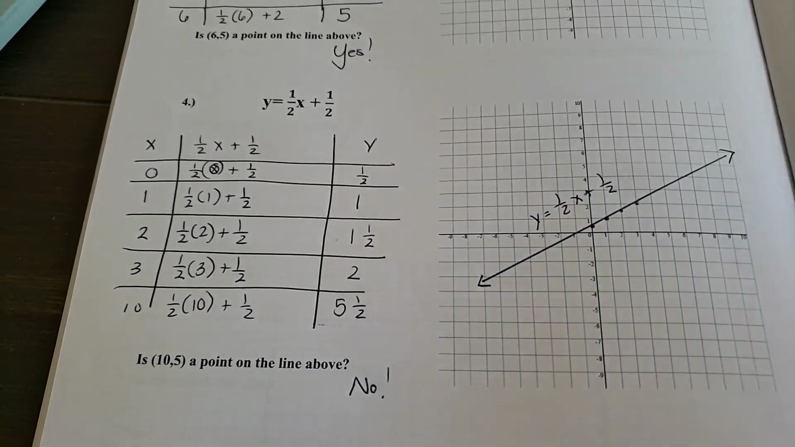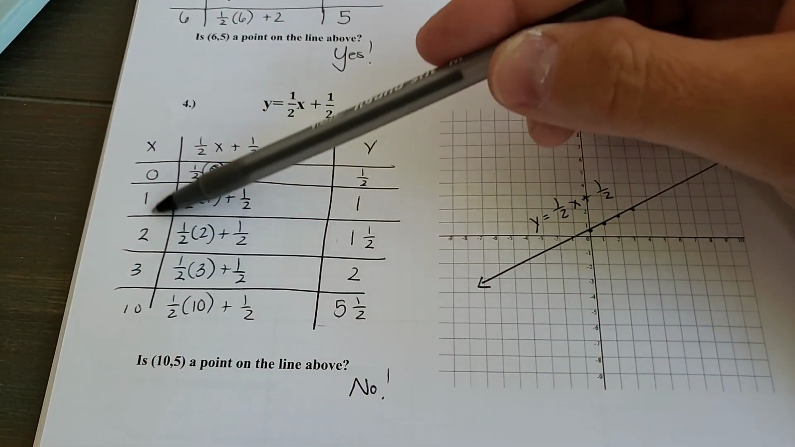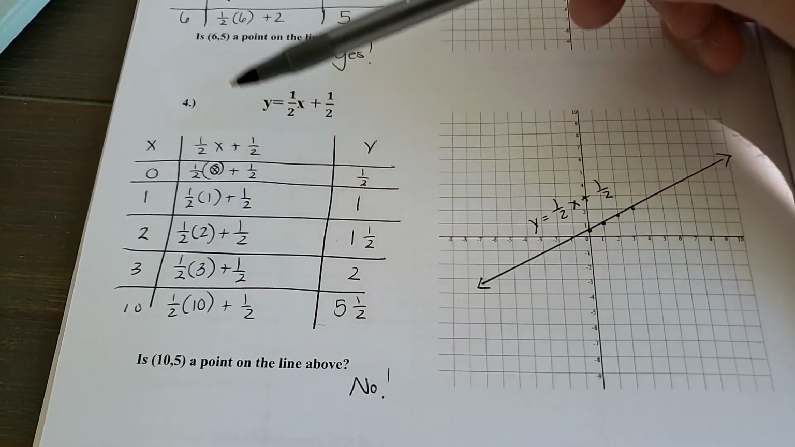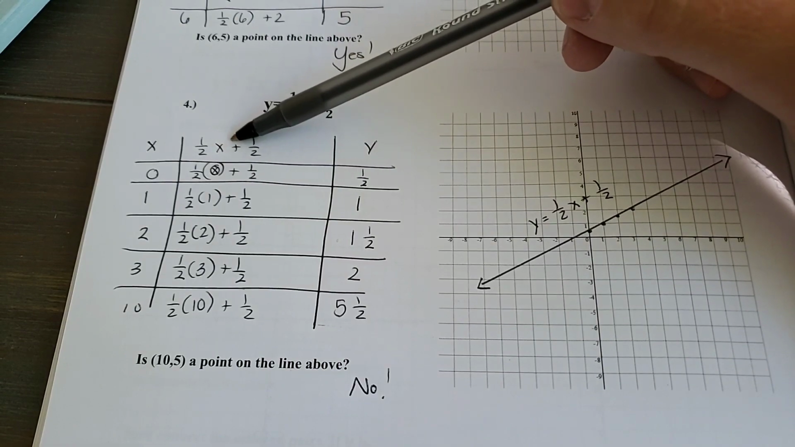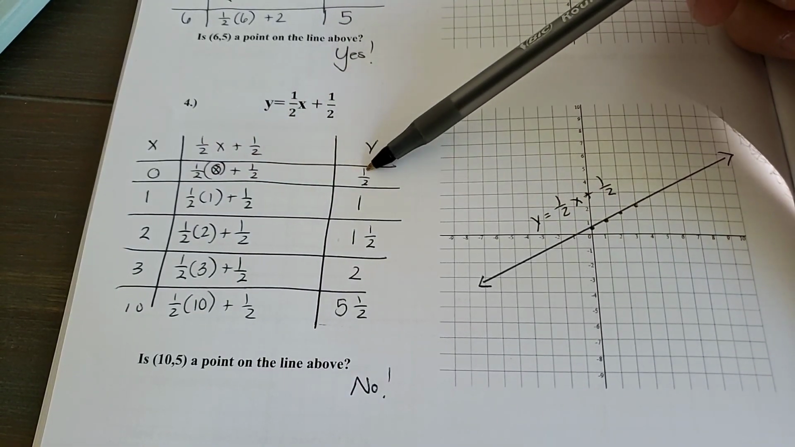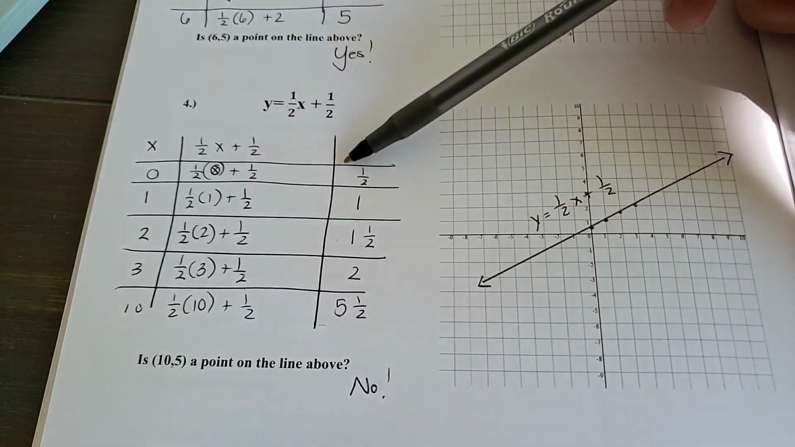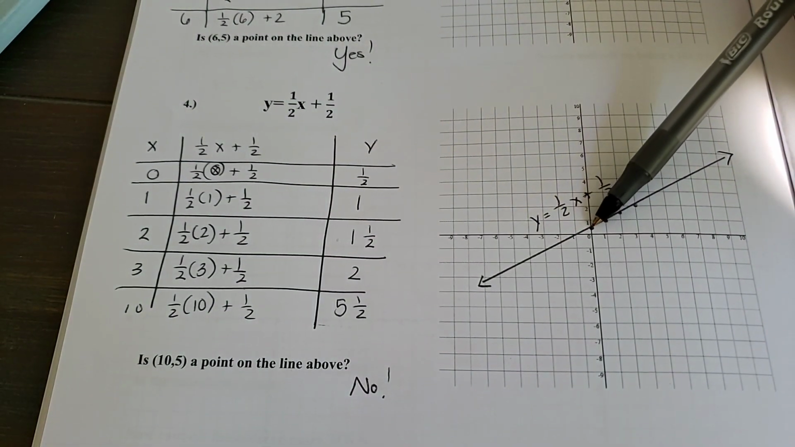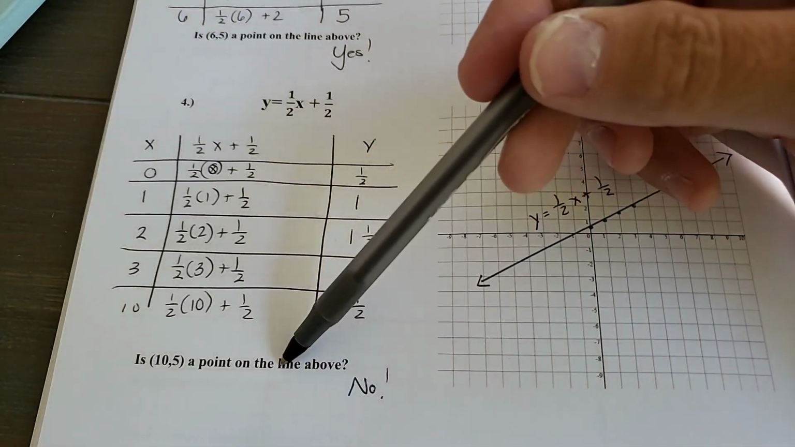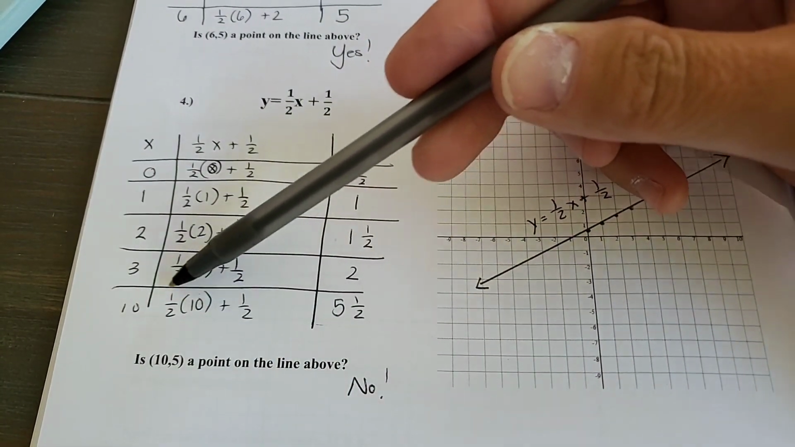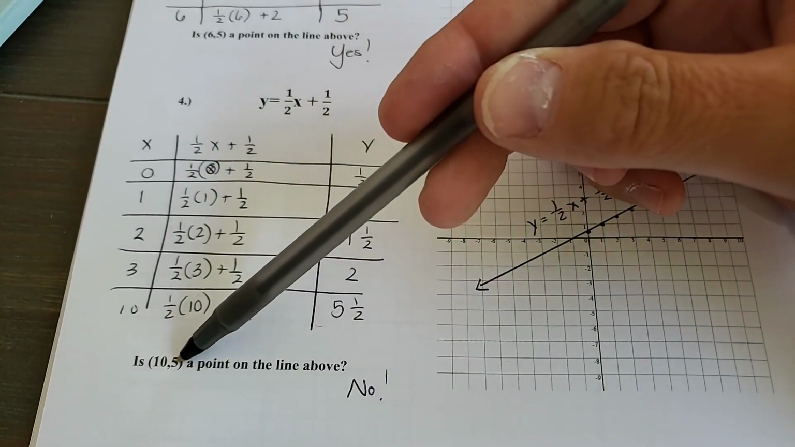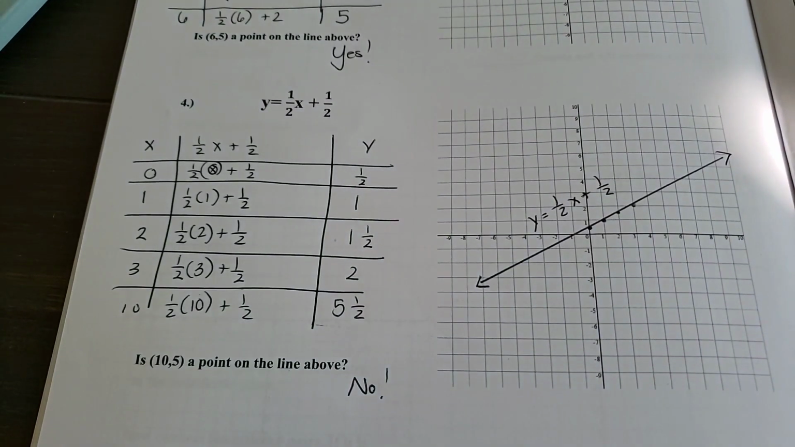All right. So same basic concept. There are my 3 numbers I created. I always do the 3 easiest numbers I can think of, and I plug those into the formula here. So anything times 0 is 0, plus a half is a half. So my first point is 0, 0.5. And there we are. And I'll let you take a look at the rest. 10, 5 didn't work because when I plugged in 10, half of 10 is 5, plus a half is 5.5. It's not 5. So it's not on that line.